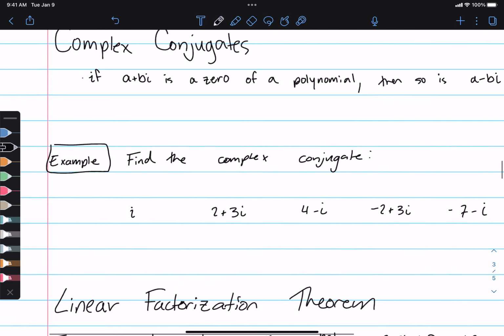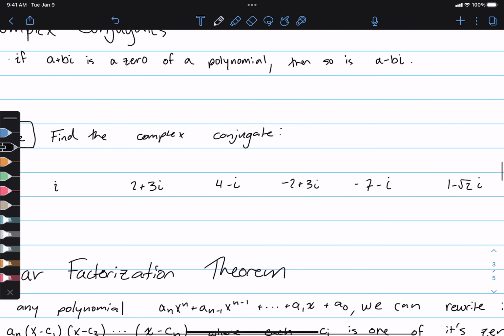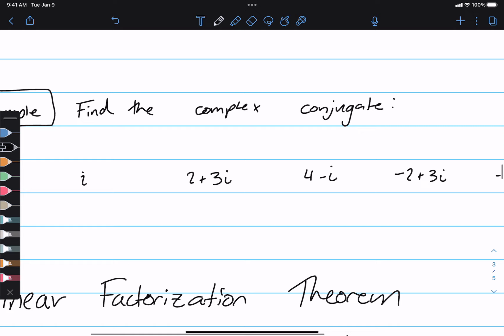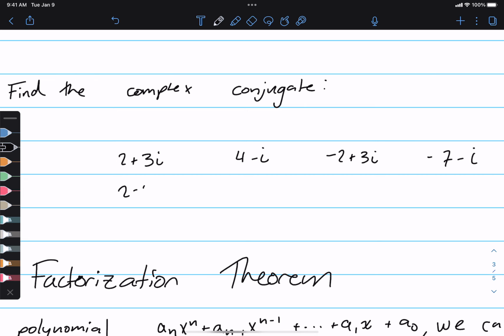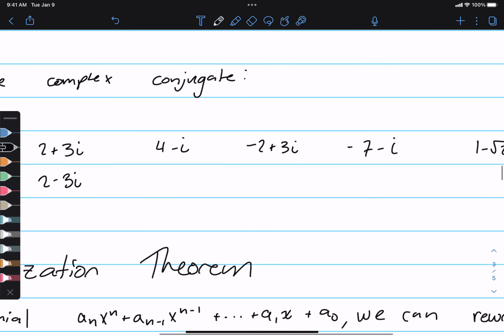So just a short exercise, find the complex conjugates of all of these. Do this on your own, and I will pause the video, and then I will start doing those myself. So this is 0 plus i, so the conjugate is negative i. 2 plus 3i, the conjugate is 2 minus 3i. 4 minus i, the conjugate is 4 plus i.